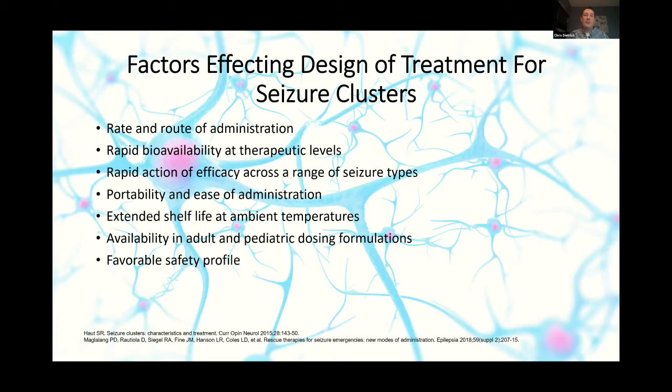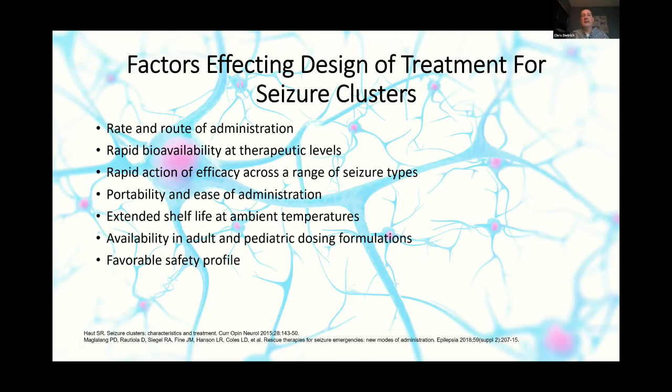Portability and ease of administration, right? So you want to be able to have something that you can use outside of the home potentially. So when you're traveling or going somewhere, you can take it with you to help manage those seizures. Something that has a good shelf life, right? You don't want it to expire every month and then you have to go get more of it, or every 3 months. You want something that will last a long time, so you're not constantly trying to remember to go get more if it expires.